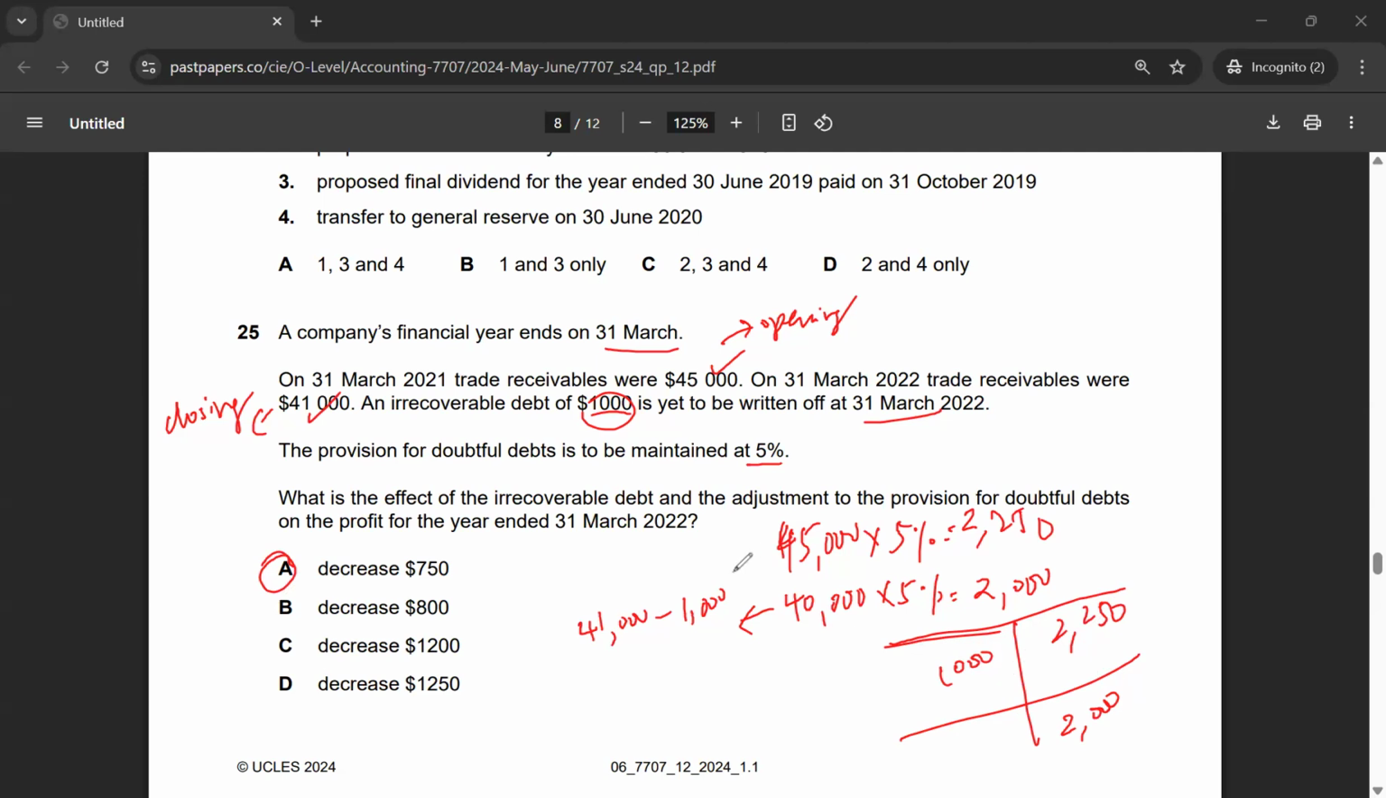That will be the answer for multiple choice 25. If you want to know how to calculate 750, that would be 1,000 plus 2,000 minus 2250, which will give you the decrease of 750. You can do it by T accounts or by this equation here, and that will give you a reduction of 750 on the profit side. Right, so let's look at multiple choice 26.